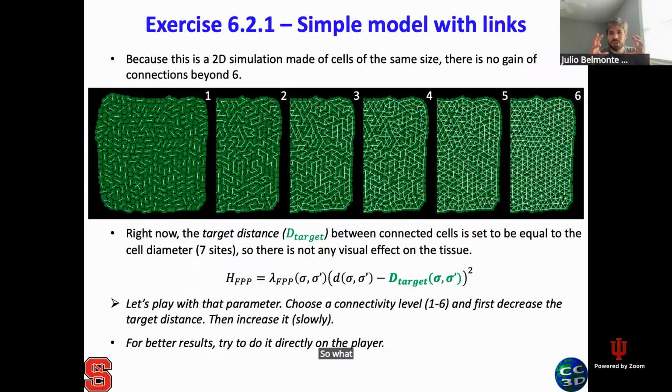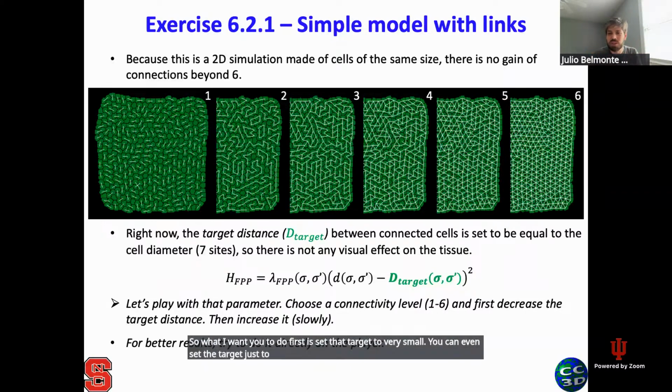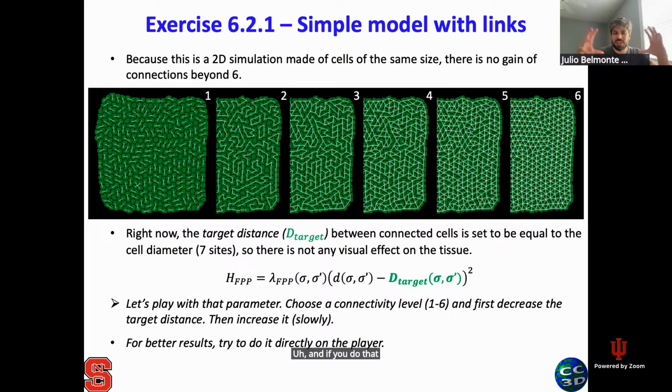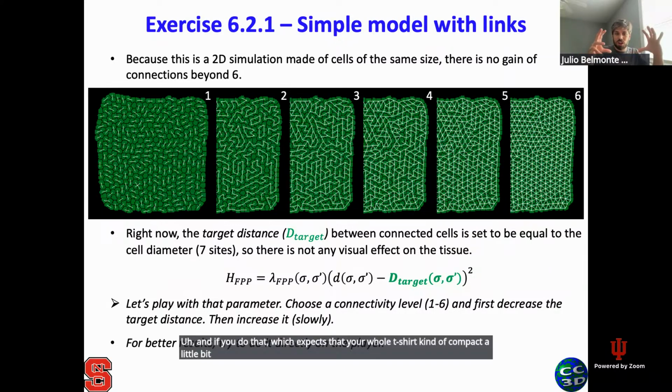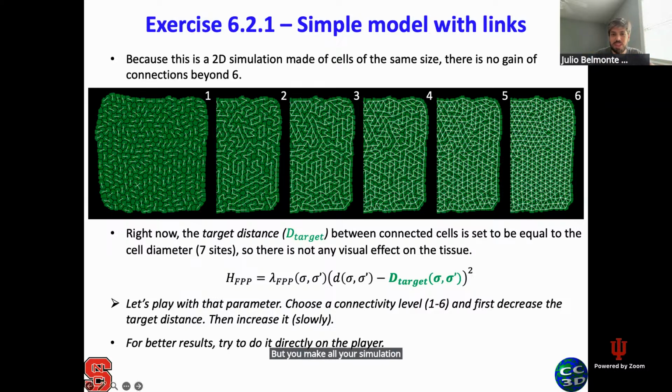So what I want you to do first is set the target to very small. You can even set the target distance to be 0. So ideally the two cells should overlap. And if you do that, what you expect is that your whole tissue should compact a little bit. It will not be completely compact, and will not go too much because you also have the volume exclusion. The cells have a target volume, but you make your whole simulation tense.